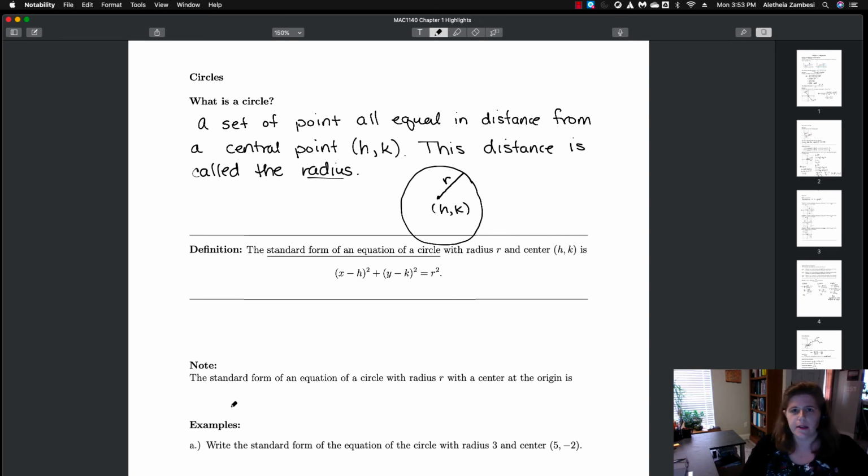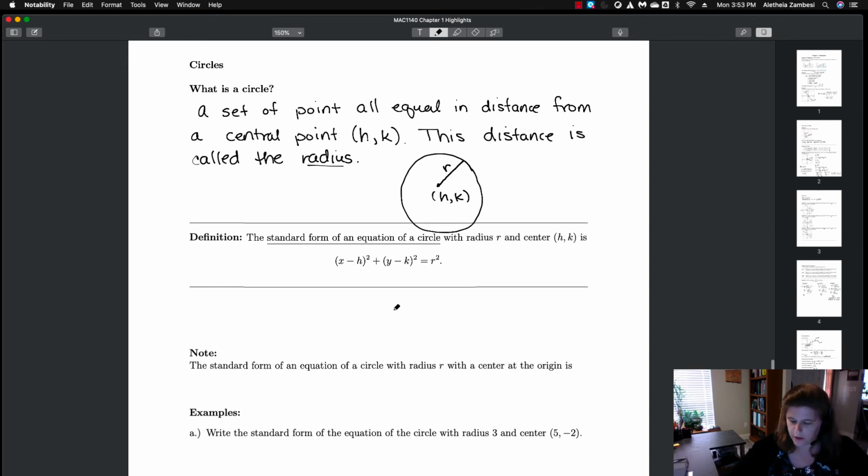Typically we see the equation of a circle in what's called standard form. The standard form of a circle is (x − h)² + (y − k)² = r². So this is the standard equation of the circle.